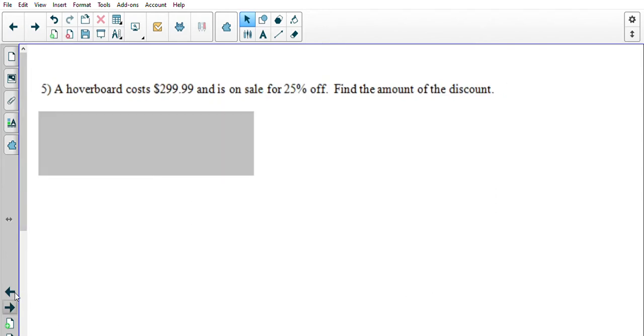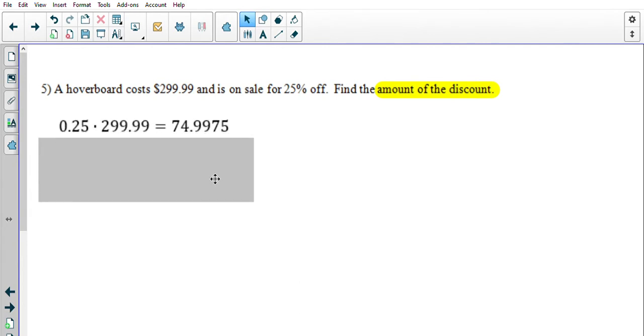All right, pay close attention to number 5 because this one does not ask us to find the sale price. It says a hoverboard costs $299.99 and is on sale for 25% off. Find the amount of the discount, which means how much we save here. So the way I would do this, the easiest way, is to write 25% as a decimal, multiply it by $299.99. It gets us 74.9975.